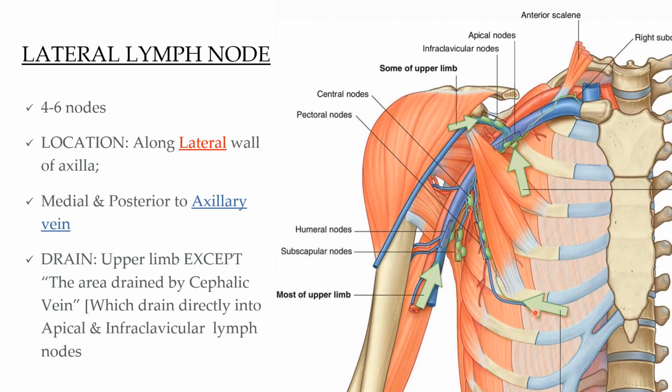Lateral group of axillary lymph nodes. These are 4 to 6 in number. They are present on the lateral wall of axilla along the axillary vein. So as you can see in the illustration, this is axillary vein and these group of lymph nodes are called as lateral group of lymph node, also called as humeral group of lymph nodes. They are responsible to drain the lymph from the upper limb except the area drained by the lymphatics which run parallel to cephalic vein, as these lymphatic drain their lymph directly into apical and infraclavicular group of lymph nodes.